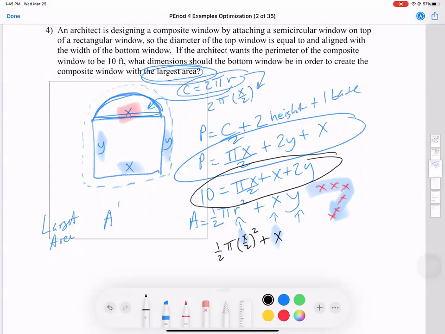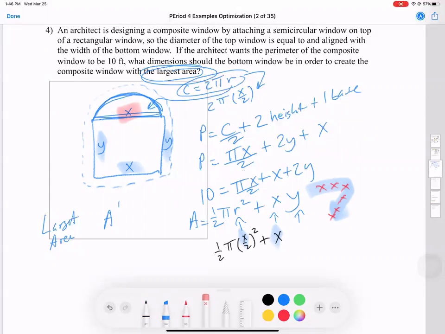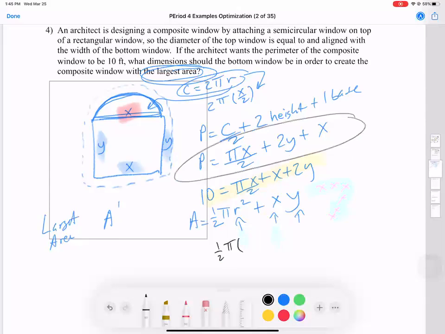So this equation will be a little messy. Let's go ahead and change that to a y by solving for y. Let me highlight this just because it's kind of an important equation. To solve for y, we're going to move the pi x over 2 and the x, and then get rid of the 2. So it'll be 10 minus pi x over 2 minus x equals 2y. Divide everyone by 2, be 10 minus 10 over 2.